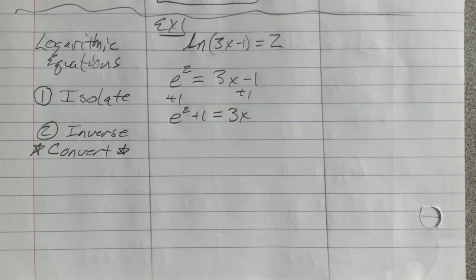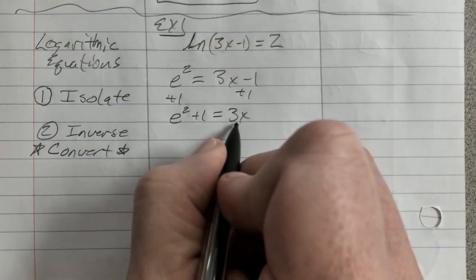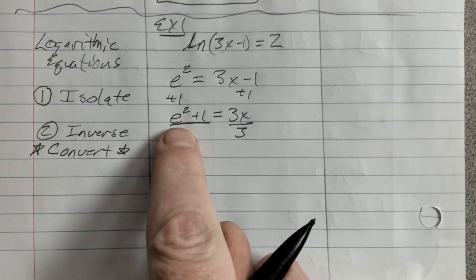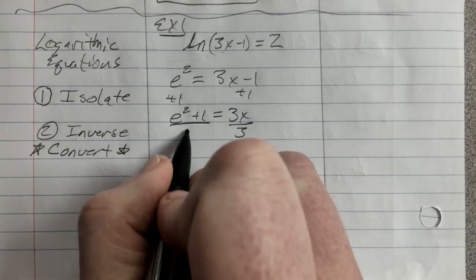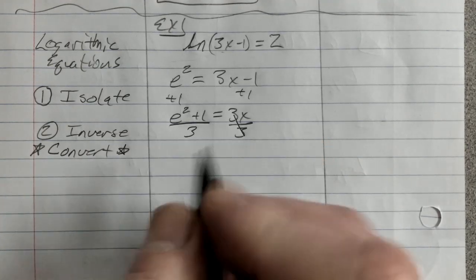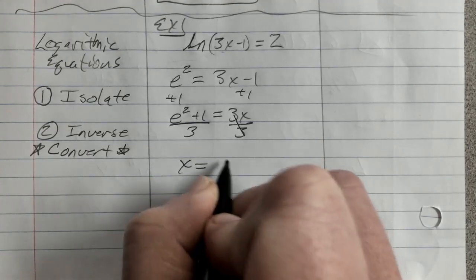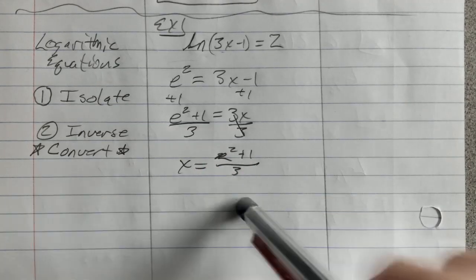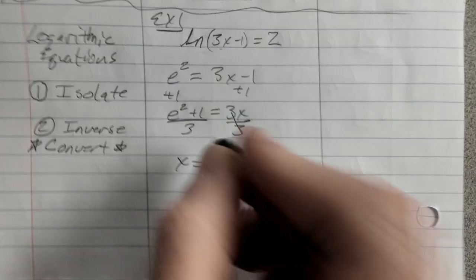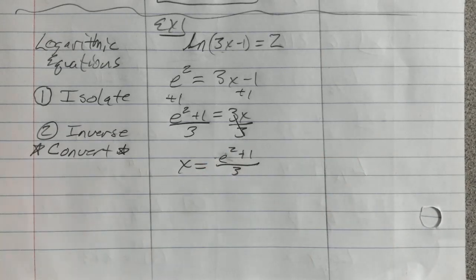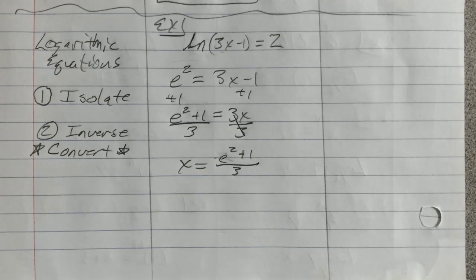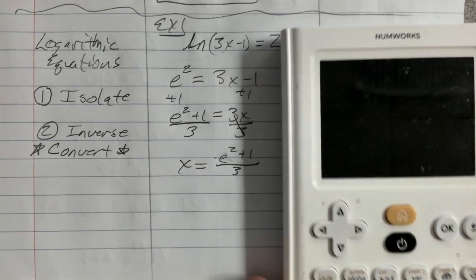Okay. Last step to get x by itself. Go ahead. Divide by 3. And I need to divide everybody by 3, not just e squared, but everybody gets divided by 3. So I'm left with x equals e squared plus 1 all divided by 3. And yeah, I need to correct that e. Now, on the right-hand side, I have nothing but numbers, and x is by itself, so I can now go to my calculator.